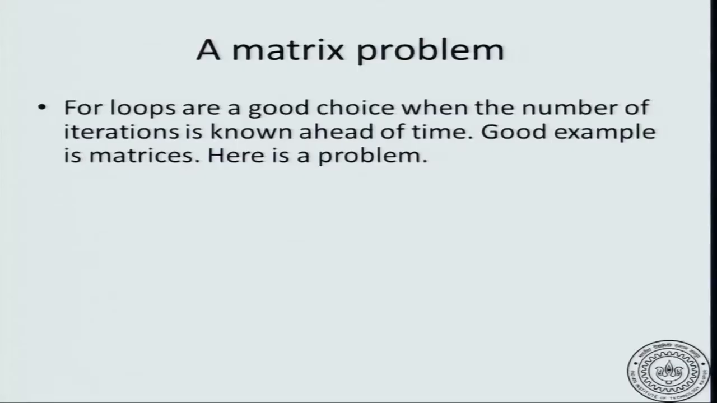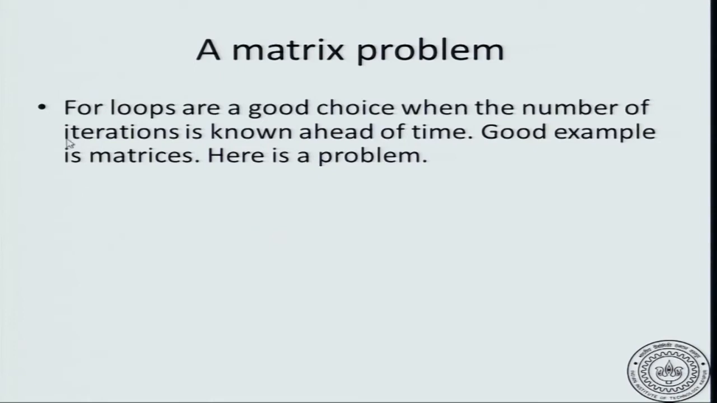In this session, we will use the for loop to code up a matrix problem. Remember that we have seen a while loop and a do while loop. Inside while loops, we have written nested loops or double loops. So let's look at a for loop problem where the solution involves a nested loop. For loops are a good choice when the number of iterations is known in advance.